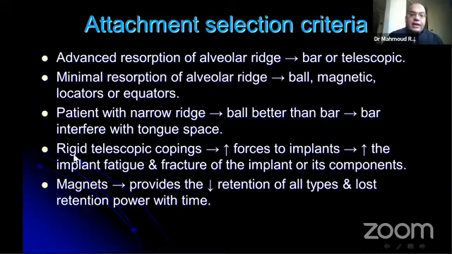Rigid telescopic coping gives us very good support, retention, and stability, but it increases the forces to the implant and then increases implant fatigue and the fracture of the implant or the implant components like the abutments or the implant screw. Magnets provide the least retention of all types and lose retention power with time. This is the great disadvantage of the magnet type.